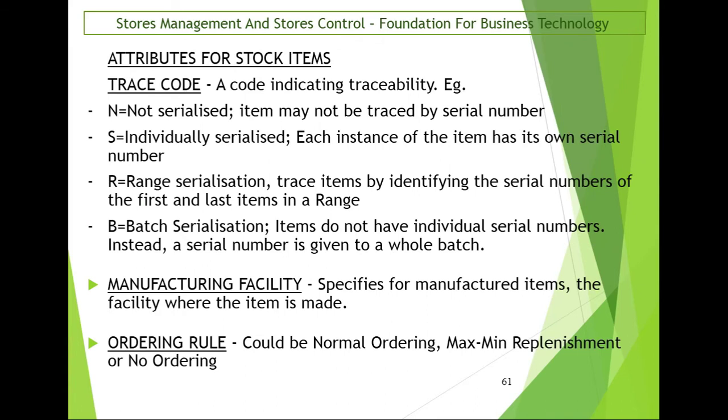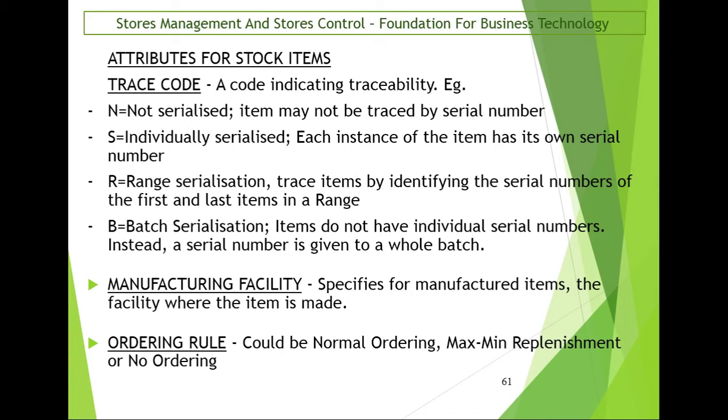Stock items can also be traced. So you need to record the type of traceability. We call this the trace code. So the trace code determines the type of traceability. When we talk of traceability, we are saying, is it possible to identify this individual item from the time you received it from the supplier, and then when you are issuing it, you can say this is that specific item which came that day.